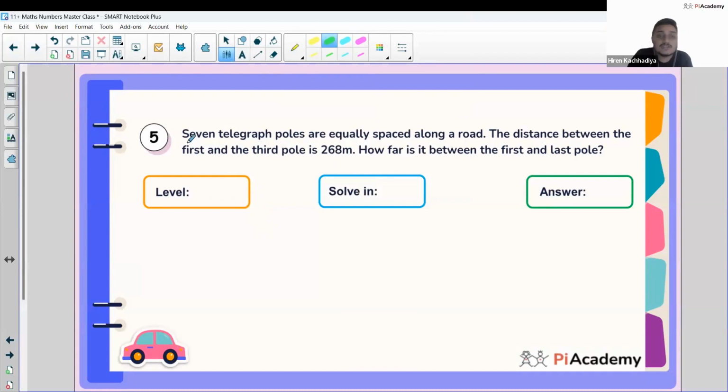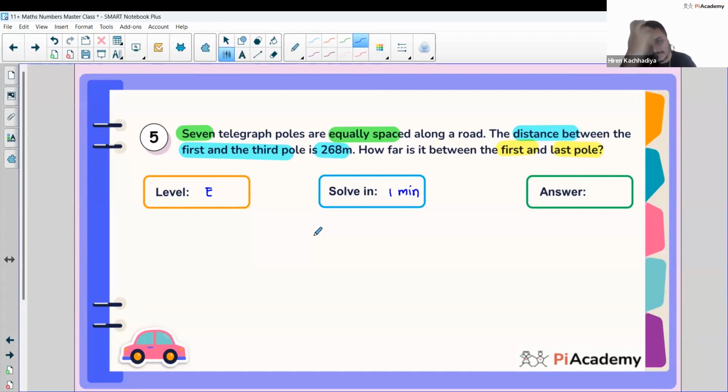Thank you, Emily. So as we can see, everyone, we are going to highlight the word 7, okay? Because there are 7 and they are equally spaced, okay? So this is also important for us while doing the calculation. Next thing is the distance between the first and the third pole is 268. So this is important. It's given information, okay? So I can give you 1 minute for this answer. Yes, everyone, try to do this question.